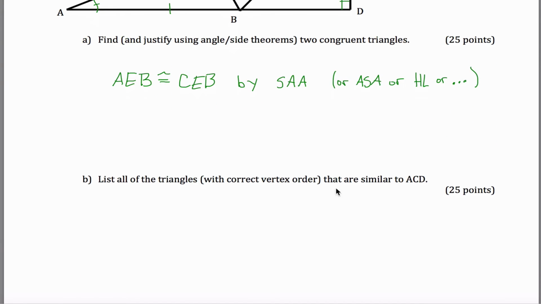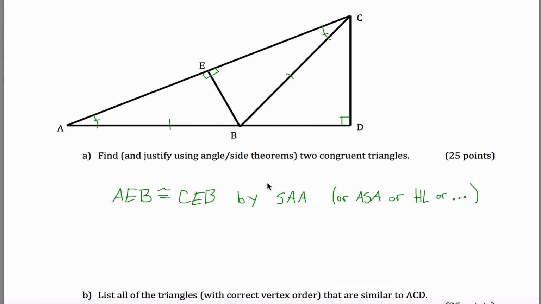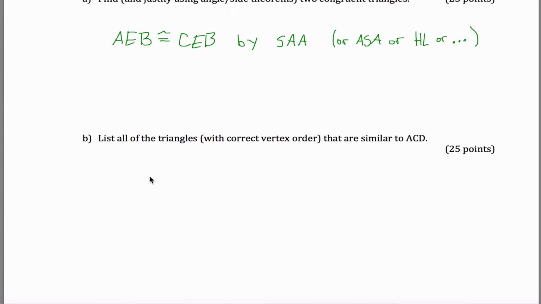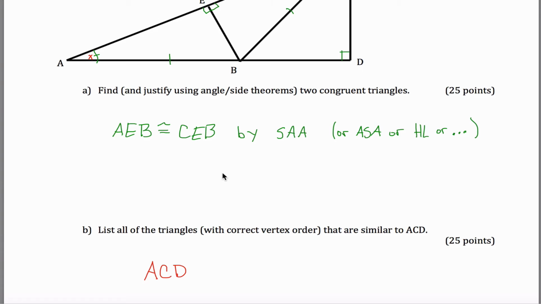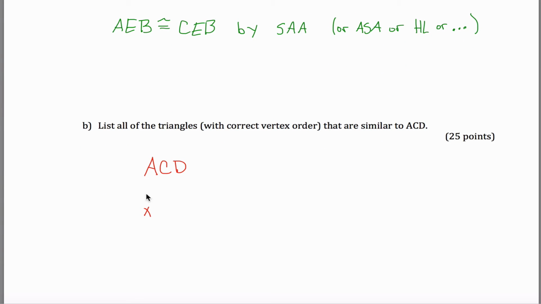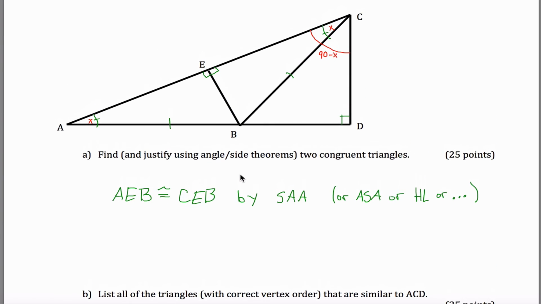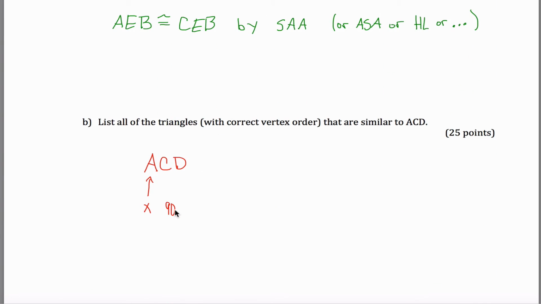List all of the triangles that are similar to ACD. Okay, I think to do that, for me anyways, it helps to label my angles. So if I call this X right here, note that this right here is also X. And so if this is X and this is 90, this right here would be 90 minus X. So triangle ACD, if I look at its angle measures, angle A has measure x. Angle C has measure 90 minus x. And angle D has measure 90.